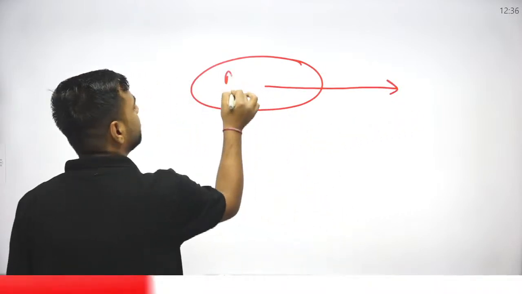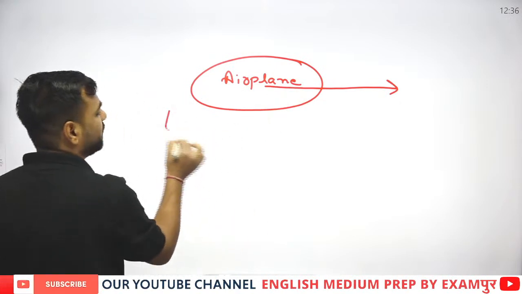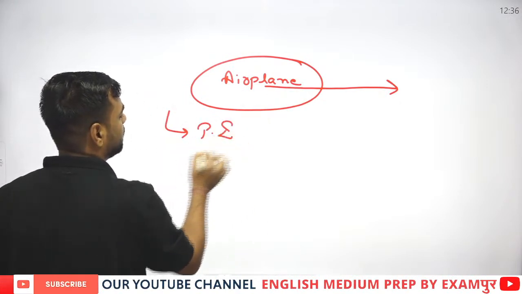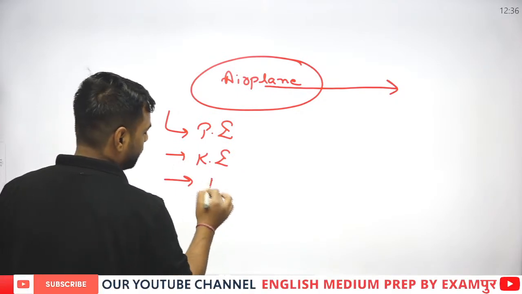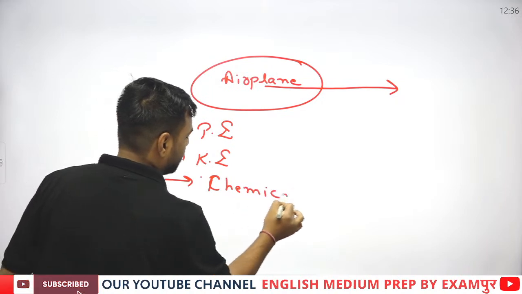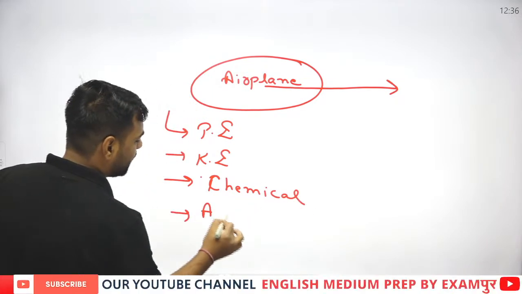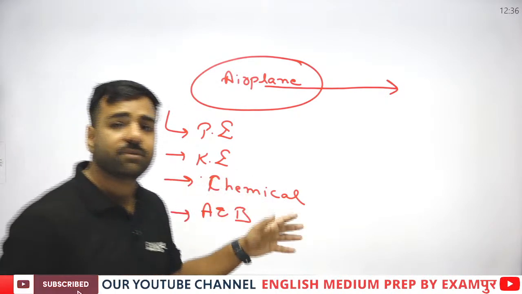So this airplane is possessing which kind of energy? First is potential, second is kinetic, third is chemical, and fourth one is A and B both. What is the correct answer in this condition? This is the important one. It is asked in the examination again and again.